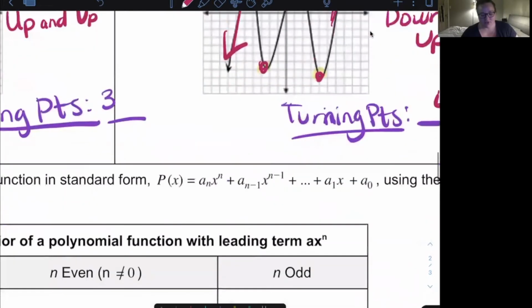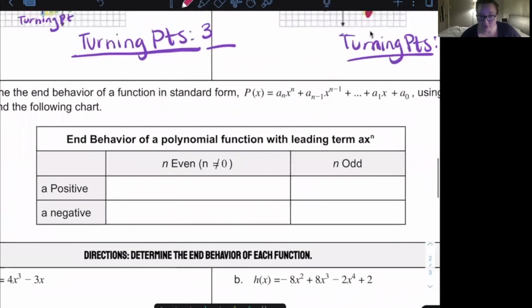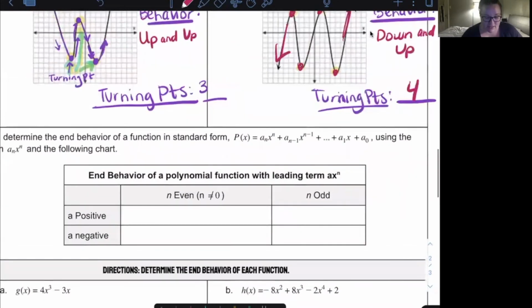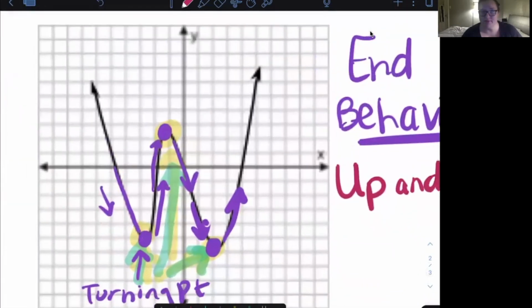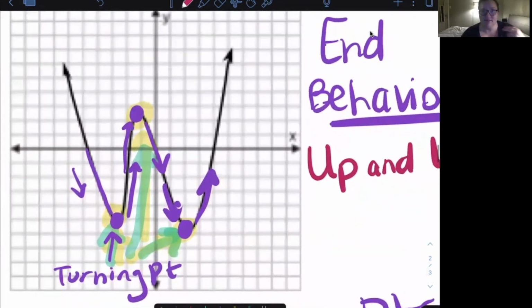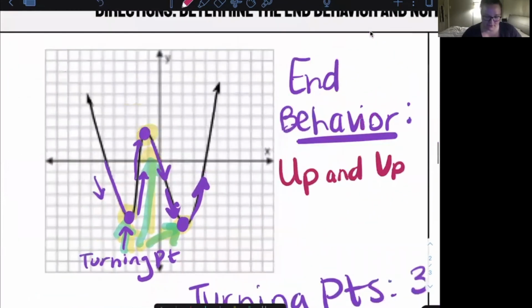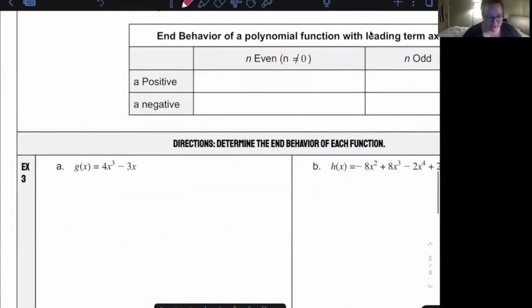Okay, so something kind of cool happens when you read a polynomial function. There's a cool pattern that occurs. And we don't even need to see the graph of a polynomial function to know its end behavior. We can actually know the end behavior of the function just by reading the function itself, just by looking at the equation. And what we always look at is the leading term, that very first term of the function. And I'm going to show you some examples of that in example 3 here.